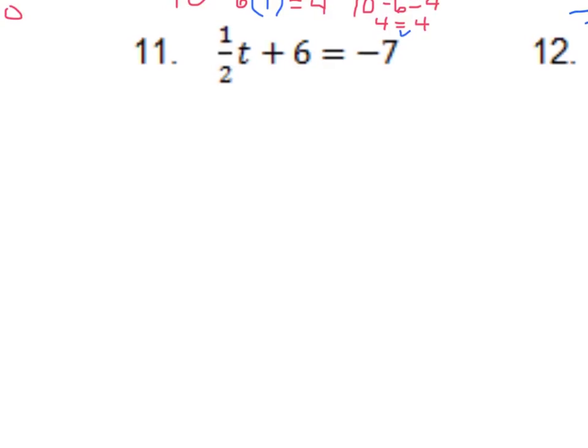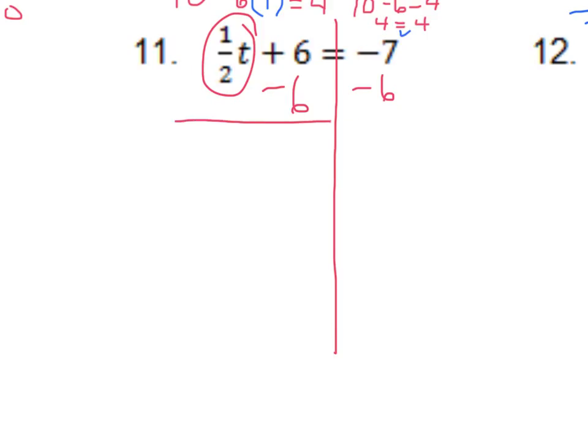Okay, number 11, I'm solving for t. So I'm going to draw my line. Got to get rid of the other term that's with a t, which is adding 6. So I'm going to go ahead and subtract 6 from both sides. And that leaves me with 1/2 t equals negative 13. Okay, you got a couple of choices here.